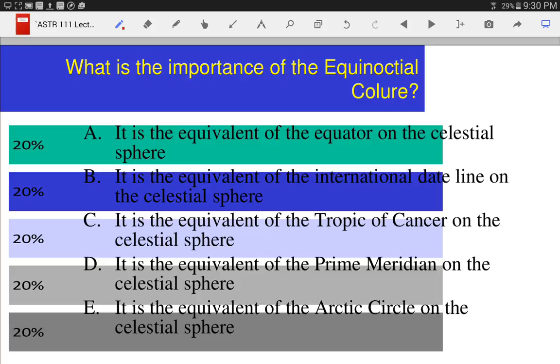It is the equivalent of the equator on the celestial sphere, or it is the equivalent of the international date line on the celestial sphere, or it is the equivalent of the Tropic of Cancer on the celestial sphere, or it is the equivalent of the prime meridian on the celestial sphere, or finally, it is the equivalent of the Arctic Circle on the celestial sphere. For the lab final, you have to know this answer. That's part of the lab final.